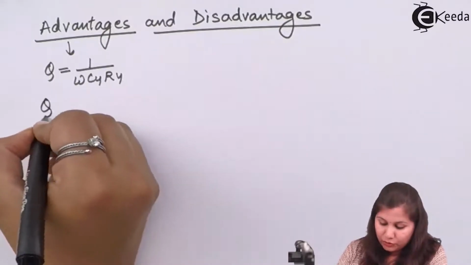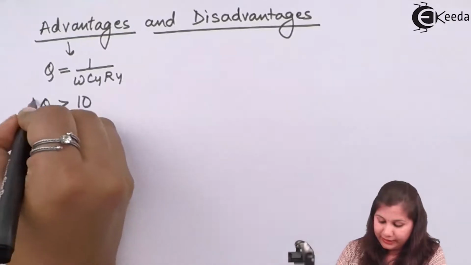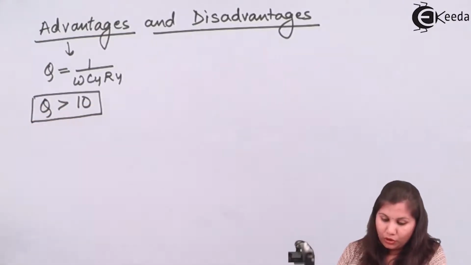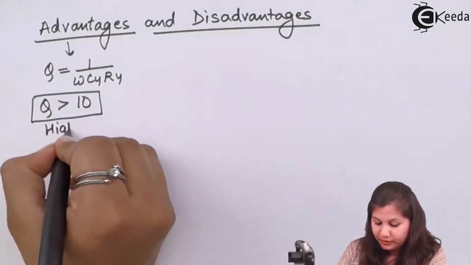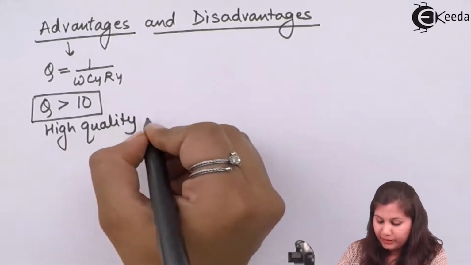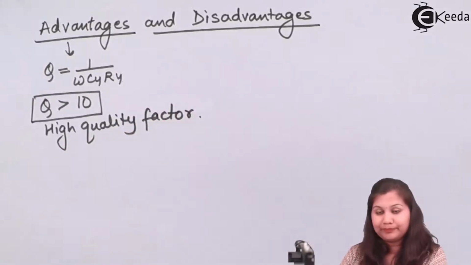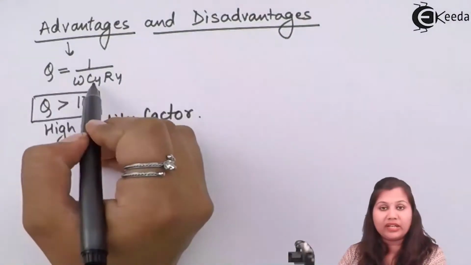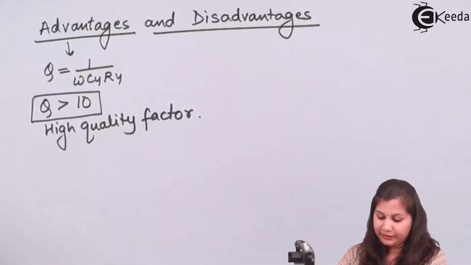Now this bridge is used to measure the quality factor of a coil which is greater than 10. So the coils which have a high quality factor, their self-inductance can be measured through this Hay bridge. And also it gives us a very simple expression for calculating the quality factor.